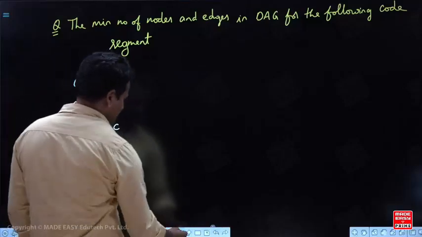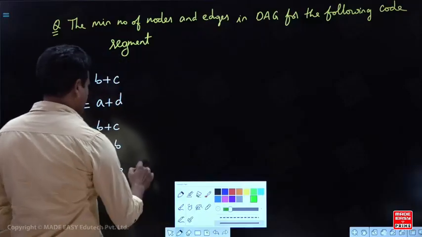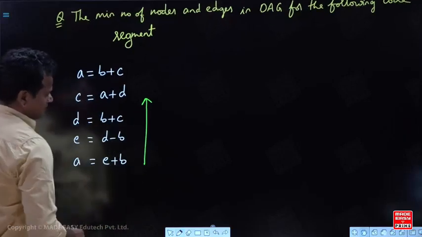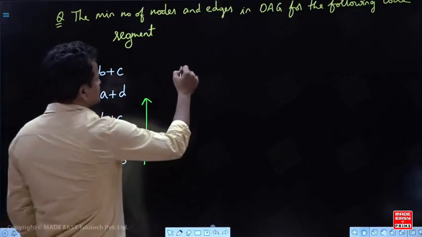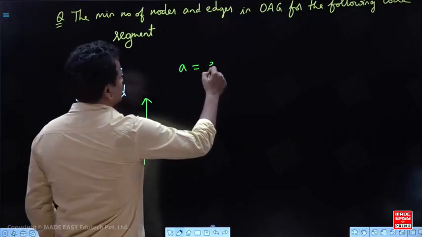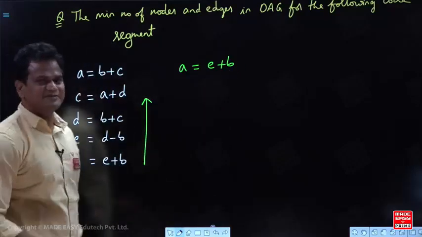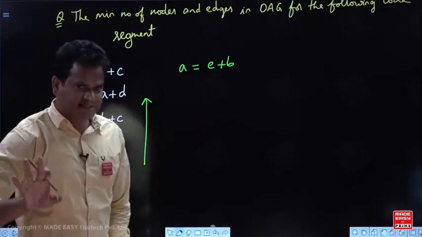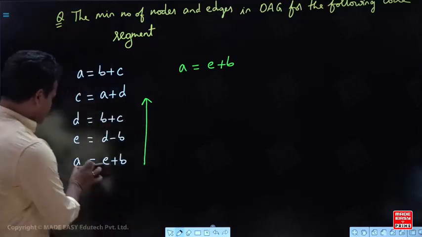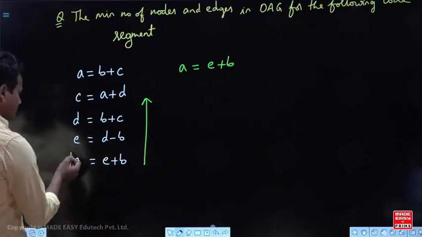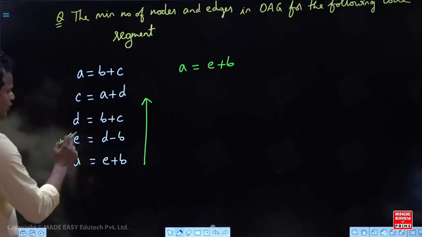Now we'll go for the bottom up approach. What is the bottom up approach? Take the last one. What is that? A equal to E plus B. It is very simple. Okay. Take the last one, A equal to E plus B. We have taken that. Then come to the next. Next is E. What is E value?